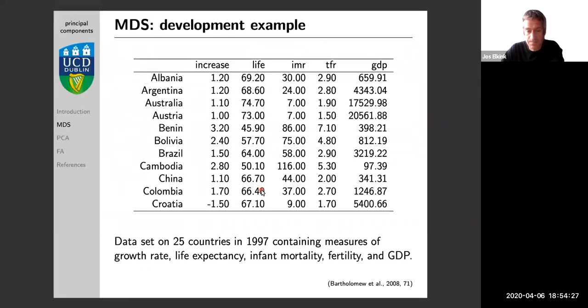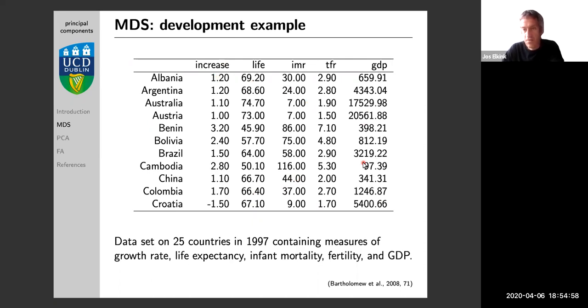Here's another example. So imagine you have a data set with a number of different countries and a range of different measures that all have something to do with economic development. Yeah, so we can think of the economic growth rate, life expectancy, infant mortality, fertility rates, or GDP. Right, so all these measures tell you something about economic development. And this provides a lot of information, and maybe we have more variables. But in this example, we have these 5 variables.